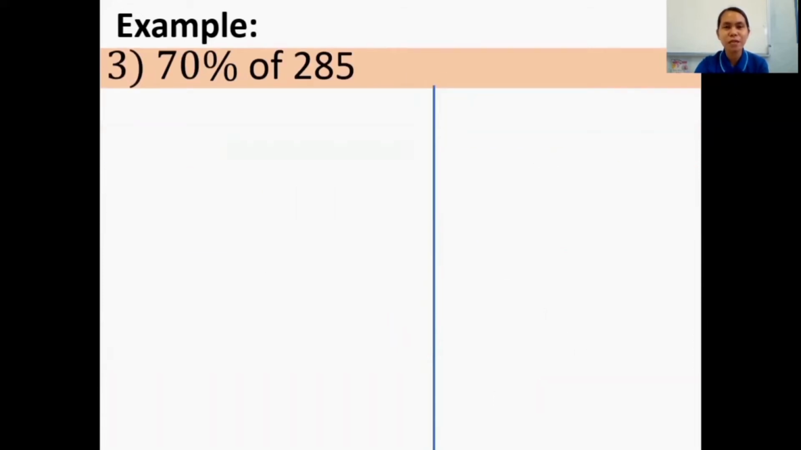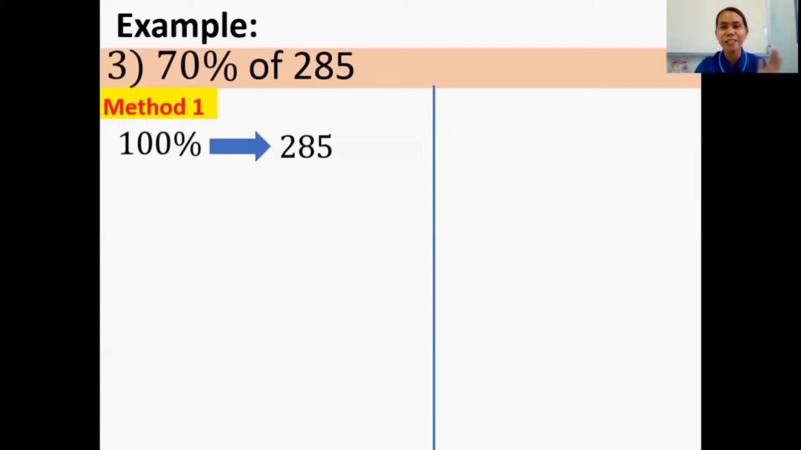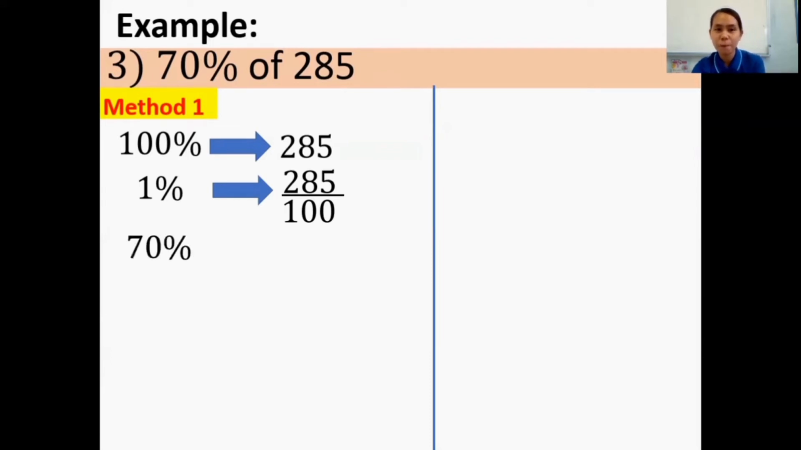Example number 3, 70% of 285. So method 1, again, 100% of 285 is exactly the whole 285. And 1% of 285 is equal to 285 over 100. From here, 285 divided by 100. We will multiply this because we're looking for the 70%. So 285 over 100 times 70.